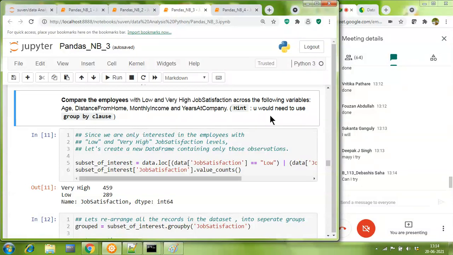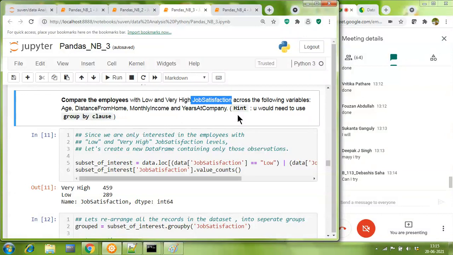Then you would need to use the group by clause. I want to know that from you. Why are we planning to use a group by clause? And on which column do you think we should be using the group by clause? So it is job satisfaction.